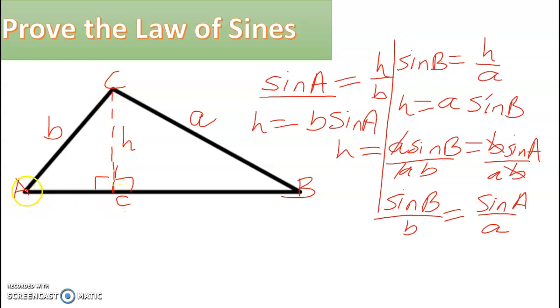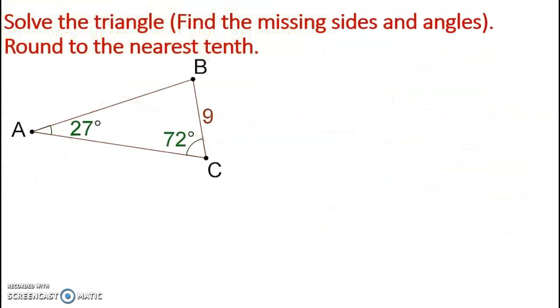If we draw the side from A to side A, we can do the same thing we did here. We can bring in angle C and side C, and it will give us the same thing. So that implies that sine C over C is going to equal this. Okay, so that's the law of sines. It's very, very simple. Now let's use it to solve problems.